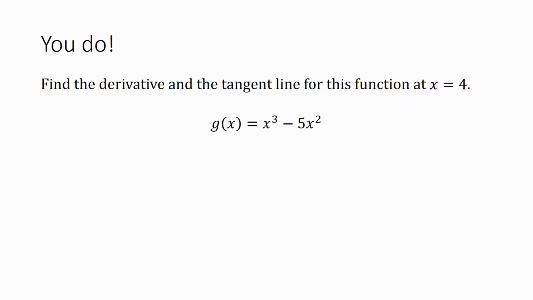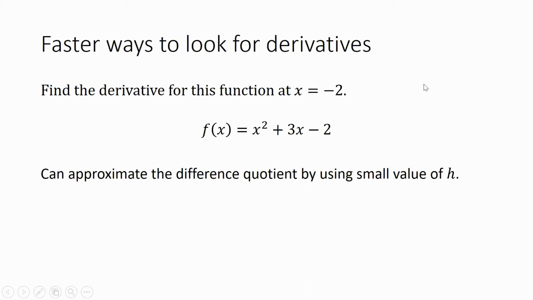Now, on this example that we just did, the technique of looking at the difference quotient and taking a limit as h goes to 0 obviously took a long time. That took a lot of algebraic manipulation. So a lot of the rest of the chapter is going to be looking for faster ways to look for derivatives. So we want faster ways to look for derivatives.